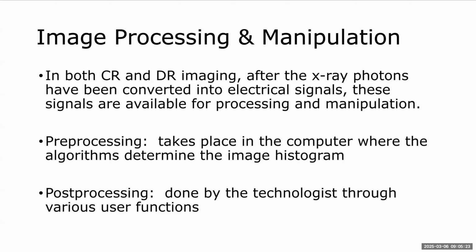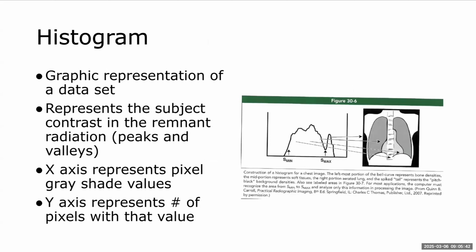And then there's post-processing, and that's done by the technologist through various user functions. So that's where we could adjust the window width to adjust contrast, or we could adjust the window level to adjust brightness. So the post-processing things are those things that we have those tools on the toolbar that we can use to make adjustments to the image.